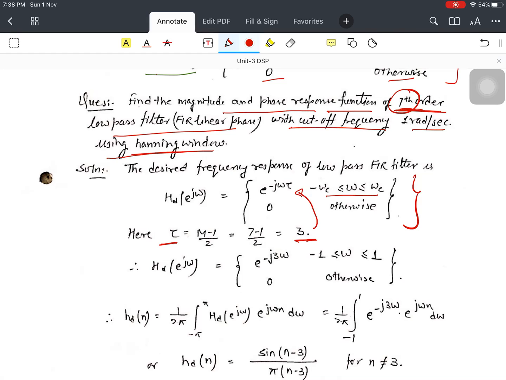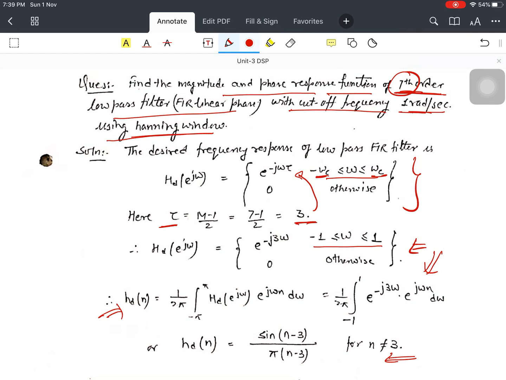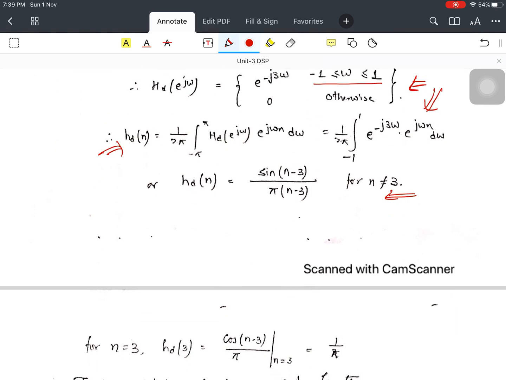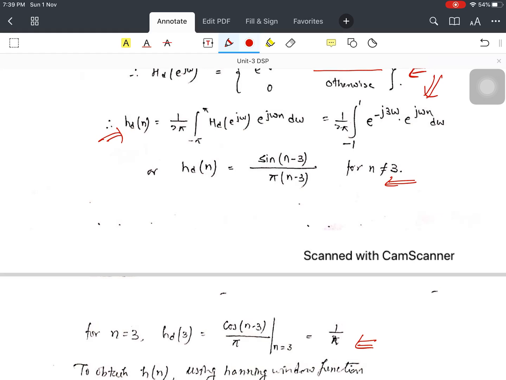We also have the cutoff frequency of 1 radian, which is the value of ω_c. When we put all these values, we get H_d(e^{jω}) = e^{-j3ω} when ω lies between -1 and 1, otherwise the function is 0. We can easily calculate h_d(n) by taking the inverse DTFT. We know the formula. The question remains the same, because till now we did not use the Hanning function. The solution is the same as what we discussed in the last class.